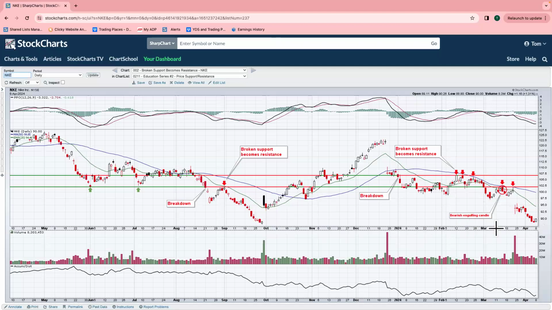So Nike now has hit more intermediate-term support, but it's still in a downtrend. That's why you have to respect this support level. If it doesn't hold, you don't want to try to be a hero. Let it go.